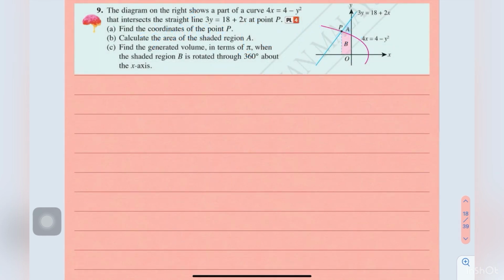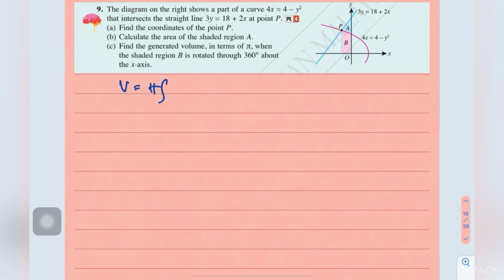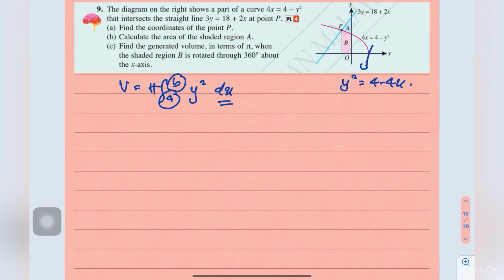Next, find the generated volume in terms of pi when the shaded region B is rotated through 360 degrees about the x-axis. Since the volume is rotated about the x-axis, we choose the formula V equals pi times the integral from a to b of y squared dx. Therefore we need to make y squared the subject, so y squared equals 4 minus 4x.